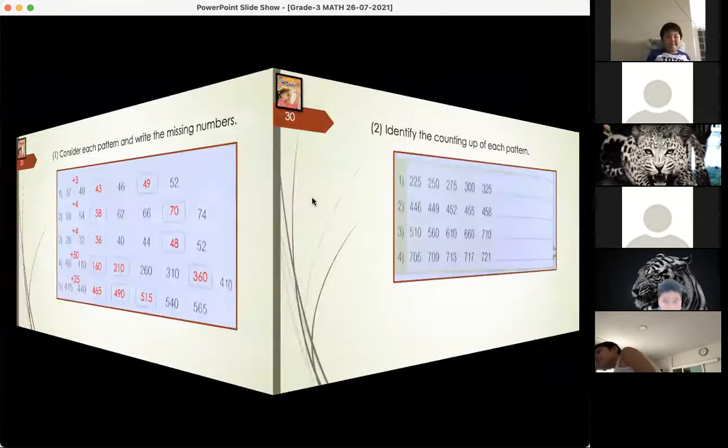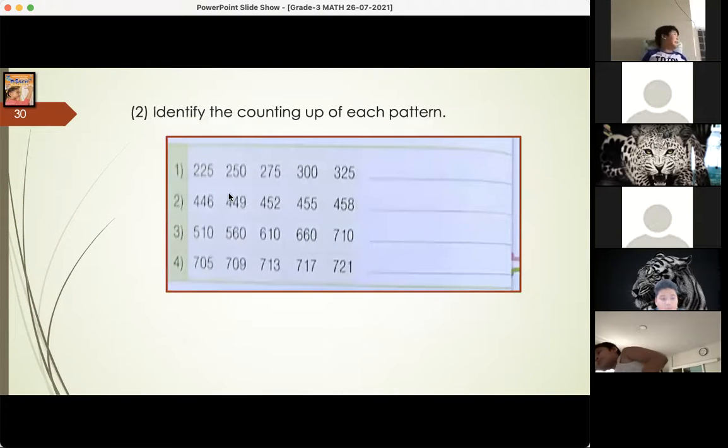Okay, we're still on page 30. Exercise number 2. You are going to identify the counting up. Again, this is counting up of each number. So you will just identify, okay, what is the relationship of this pattern. All right, so number 1, let me explain to you. 225, and then the next number is 250. So here on the first two numbers, we can see the relationship of this pattern.